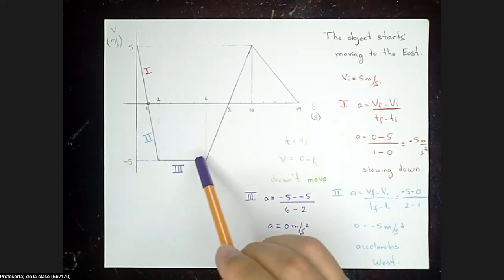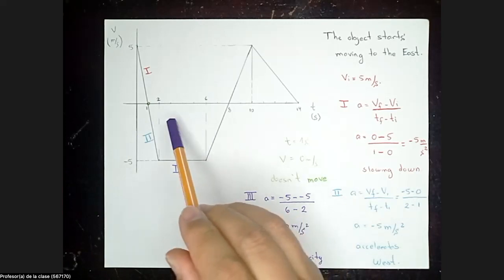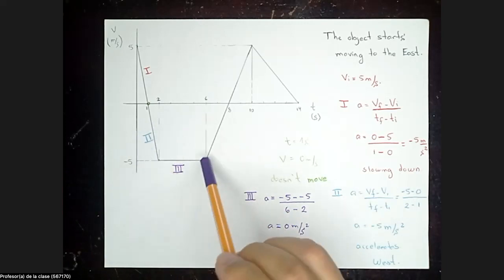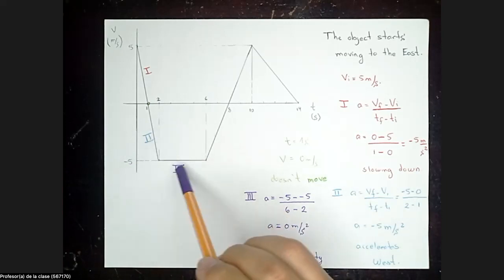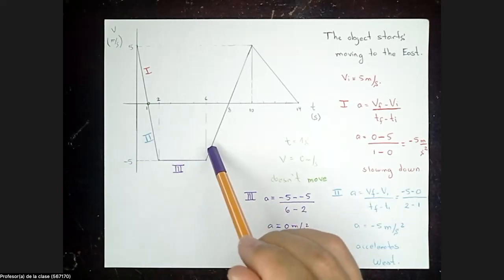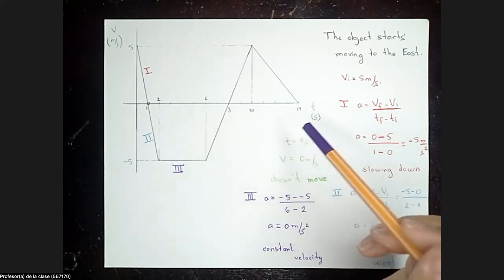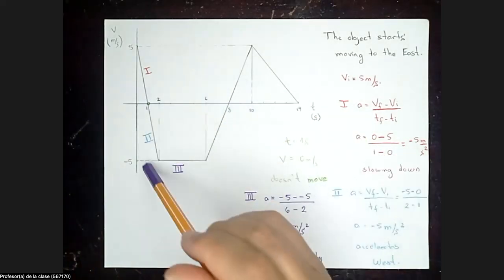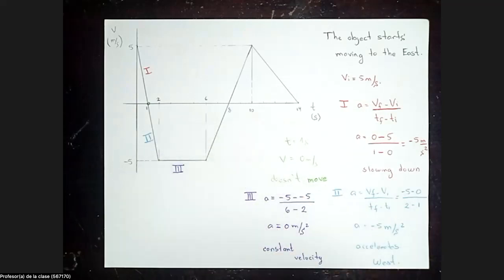This is important. All the trajectory that the object is making right now in this interval that is under the x-axis, the direction is west.